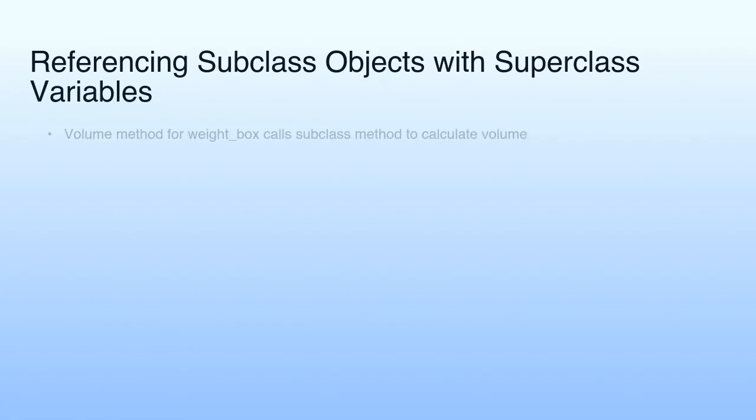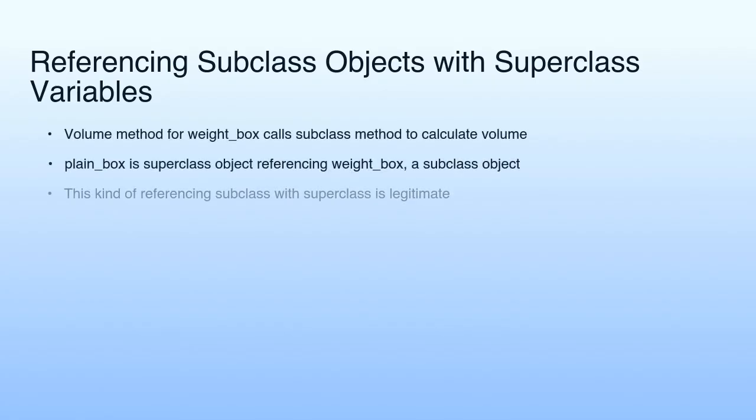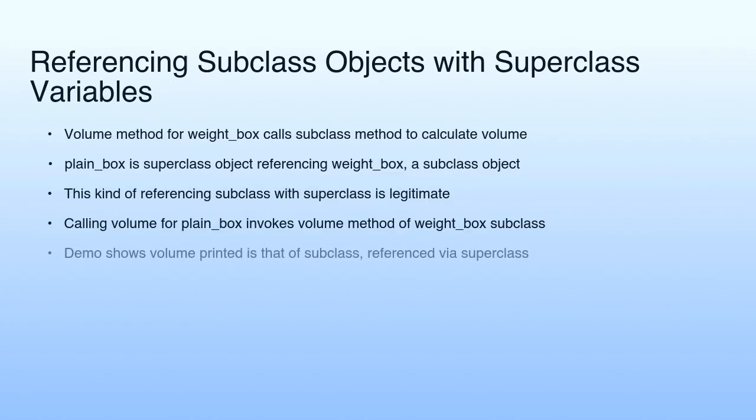A subclass object can be referenced using a superclass variable, as demonstrated by the volume method for weightbox, which calls the subclass method to calculate the volume. A plainbox object, which is a superclass object, references weightbox, a subclass object. This kind of referencing a subclass with a superclass is legitimate, and calling the volume method for plainbox invokes the volume method of the weightbox subclass.